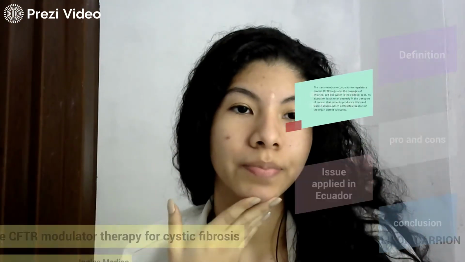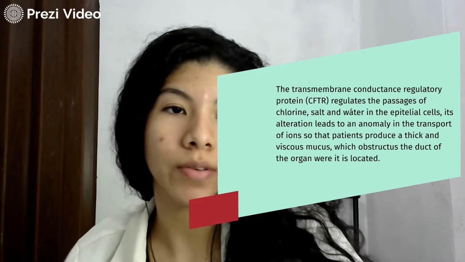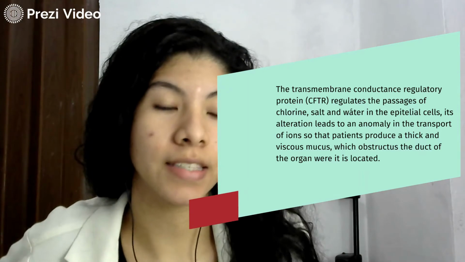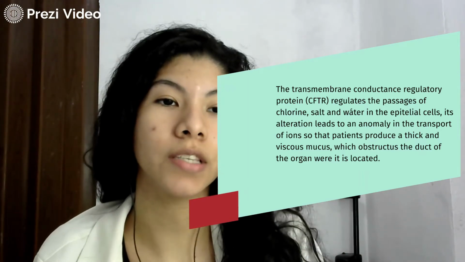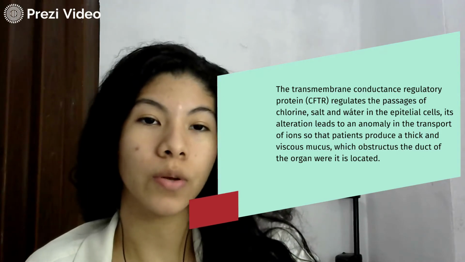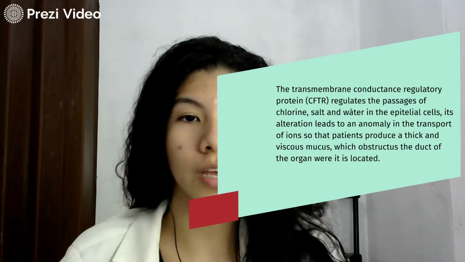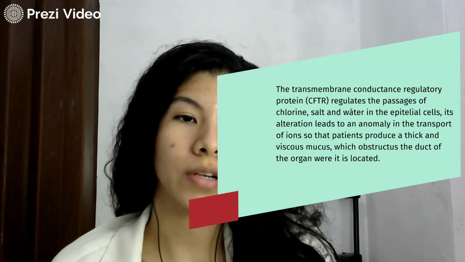Application in medicine. The transmembrane conductance regulator protein regulates the passage of chloride and water in the epithelial cell. A defect leads to an anomaly in the transport of ions, so that patients produce a thick and viscous mucus that affects the organ where it is located.